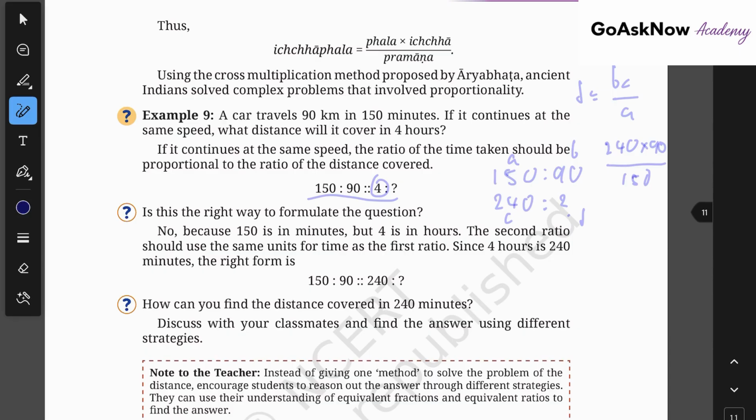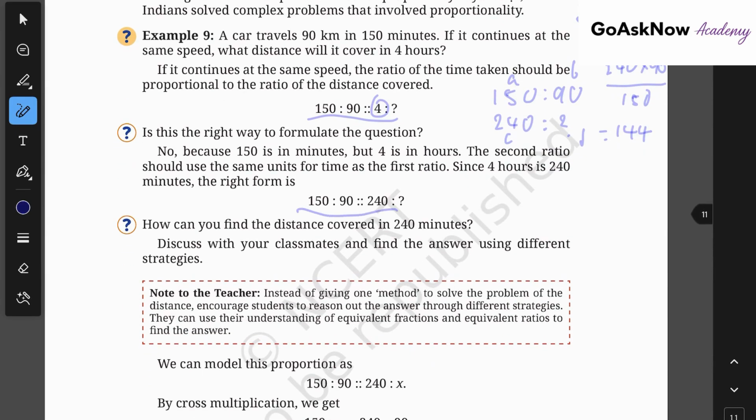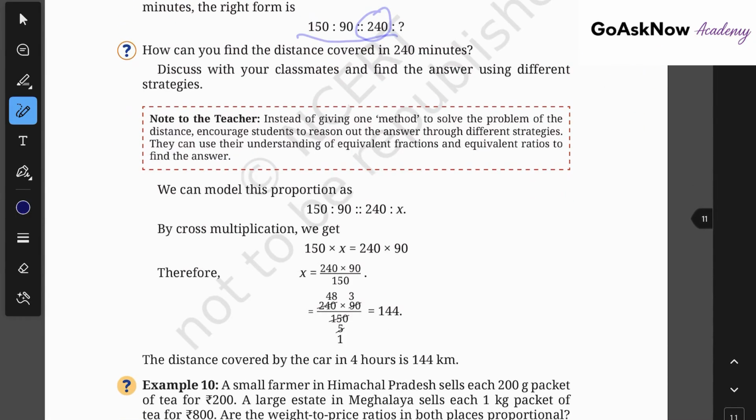We should get 144 as your answer. As is shown here, we have to write 240 in minutes instead of hours. And if you do this step right here, you should get 144. So the answer is the distance covered by the car in 4 hours is 144 kilometers.